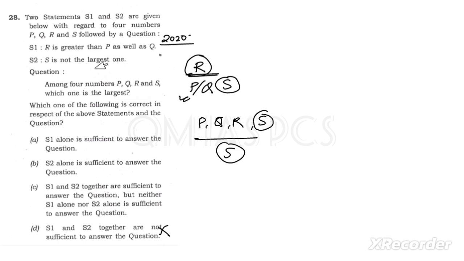If you follow only S2, can we say which one is the largest among P, Q, R? No, we don't know which one is largest. So you have to take help from S1, statement 1. Then only we can say R is the largest one. That's why the answer is S1 and S2 together are sufficient to answer the question, but neither S1 alone nor S2 alone is sufficient, right?